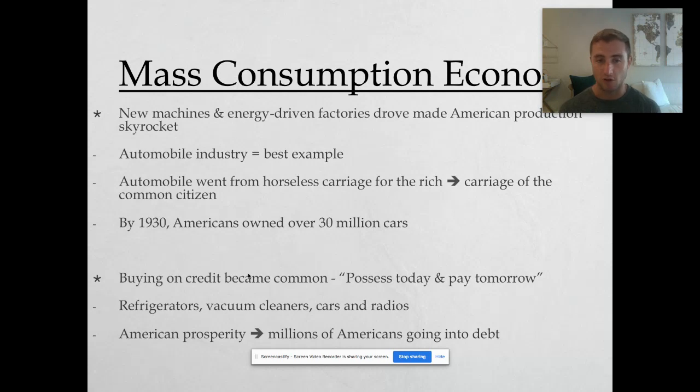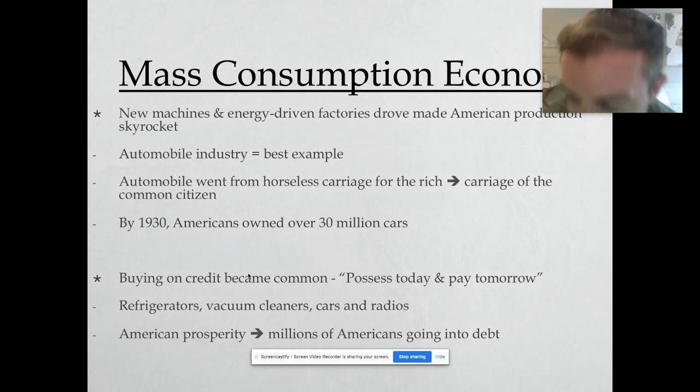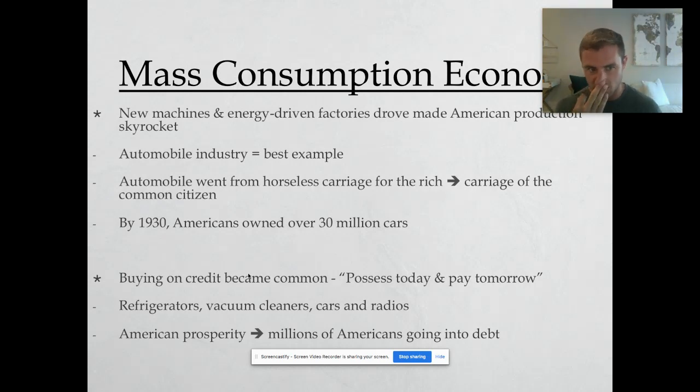By 1930, Americans own over 30 million cars. There's enough cars in the United States to go bumper to bumper all the way around the world. By the time we get to the stock market crash in 1929, Americans have 4 million more cars than the rest of the world combined. So we have lots of manufacturing in the United States, especially automobiles. But can Americans all afford automobiles? For the most part, actually, yes.